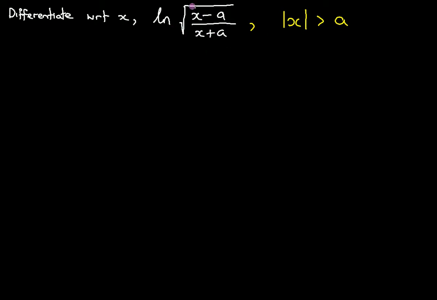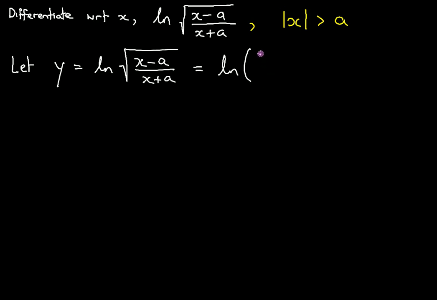As we looked at last time, the key to differentiating any logarithm is, rather than trying to do this horrible chain rule followed by a quotient rule, we simplify it first. So we let y equal ln of the square root of (x − a)/(x + a). And then what is this the same thing as? Well, this is equal to ln of ((x − a)/(x + a)) to the power of a half.